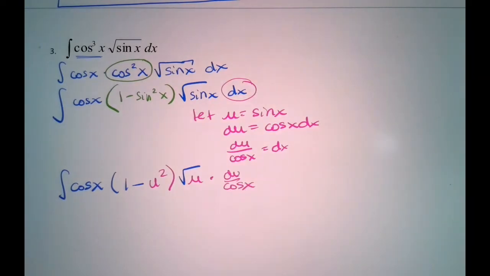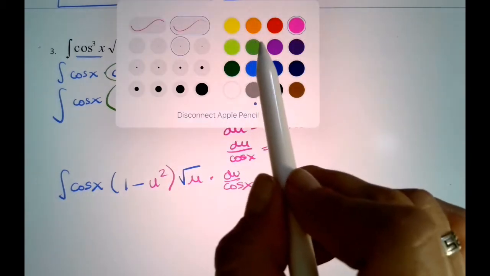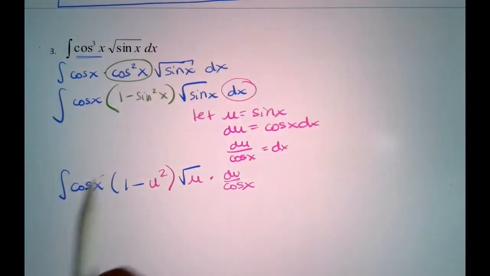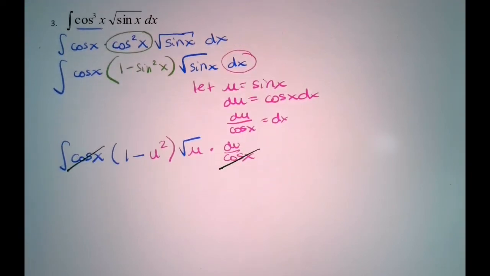And the reason that I left this cosine off to the side is because I wanted it to go away. That cosine cancels with the follow through, so this is a perfect execution of u substitution. They gave you exactly what to do to make this work on the first shot, because u substitution doesn't always work out like that. So what do I have left over?